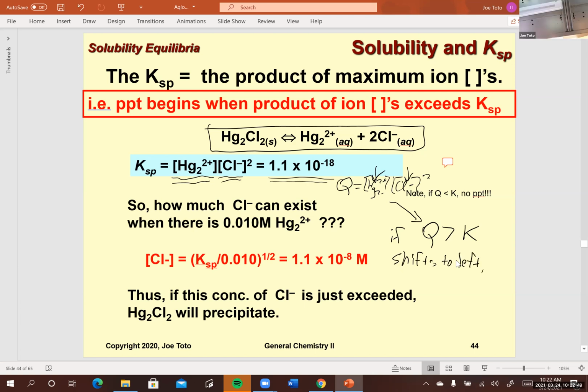And you would predict more solid, or a precipitation to occur. And you can also play the game where Q is less than K. If Q is less than K, then there's not enough product. So you would say shifts right and the solid dissolves.